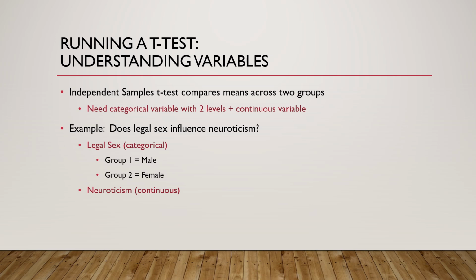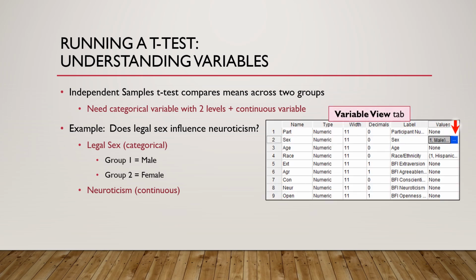They just need some value attributed to it though because of SPSS. And then our continuous variable is neuroticism. But because SPSS needs those group level codes, it needs a value associated with which group, because it can't process male and female as information. It needs numbers to analyze.